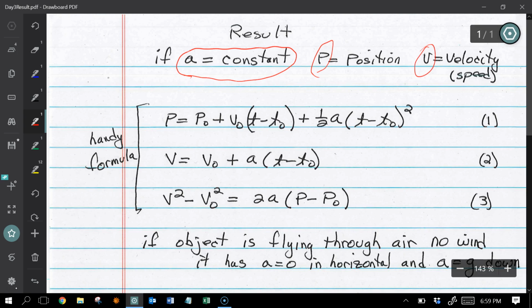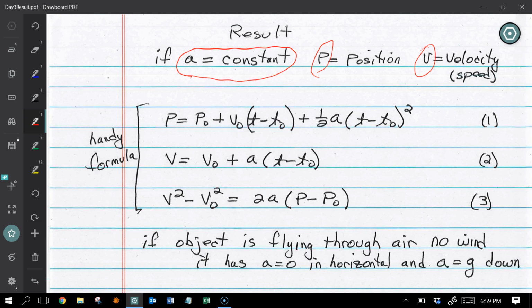In this case, V is going to be the velocity. It's really speed because we're talking about the motion in one direction here. So you know which way it's headed, and so really velocity is ultimately just the speed.